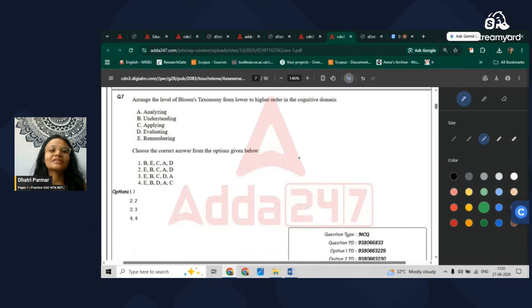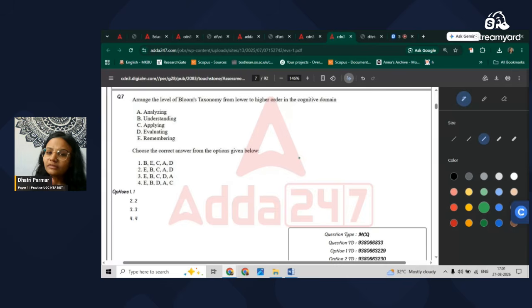Moving to the next question: arrange the levels of Bloom's taxonomy from lower to higher order in the cognitive domain. Bloom's taxonomy is a favorite of UGC NET, so we are not going to skip it. So let's see what the options are: analyzing, understanding, applying, evaluating, remembering.